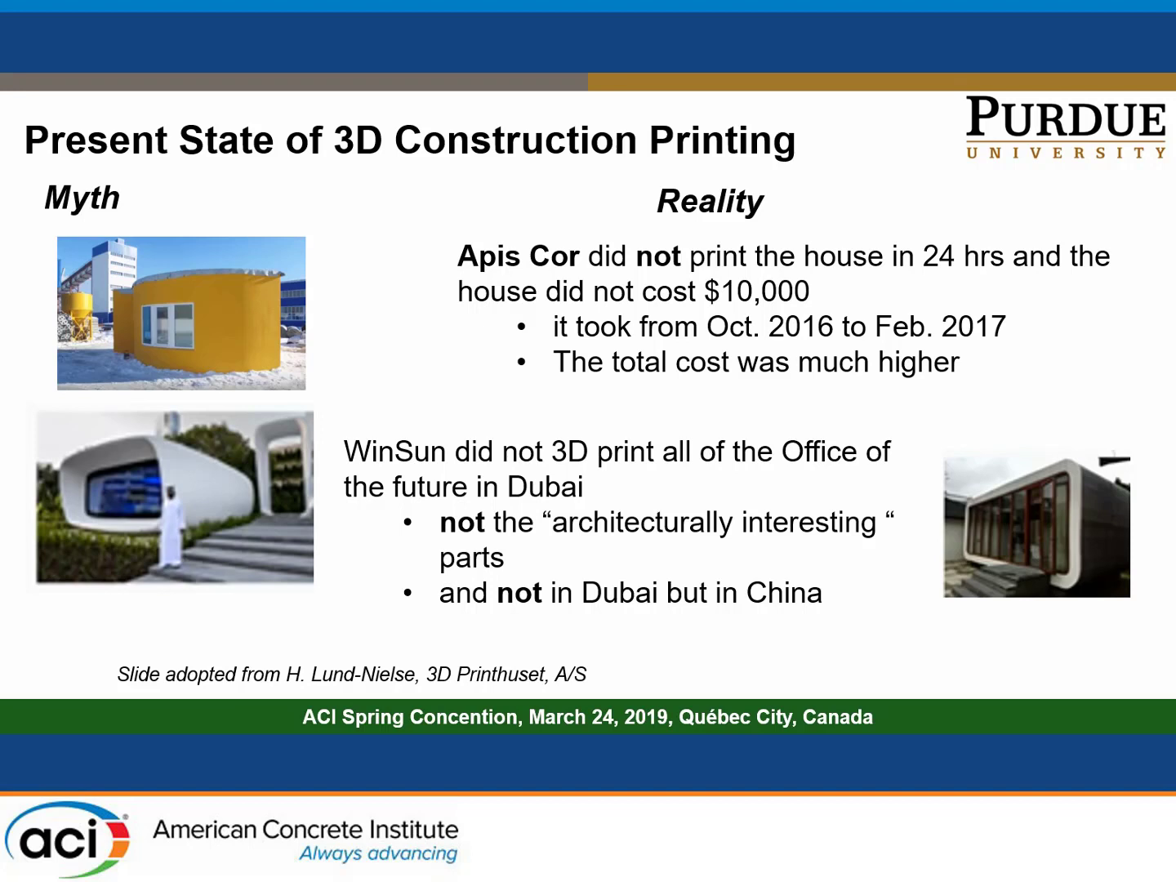Again, I borrowed this from Len Niels, who is the head of a 3D printer company in Denmark, which, as I learned today, actually did produce a 3D printer that they sold to my colleague in Belgium. But he was saying that if you go and watch YouTube, you will see this yellow house, and I'm sure each of you saw the video. They say we printed it in 24 hours, and it cost $10,000. Well, it took them from October of 2016 to February 2017 to actually print it, and the cost was much higher than that.